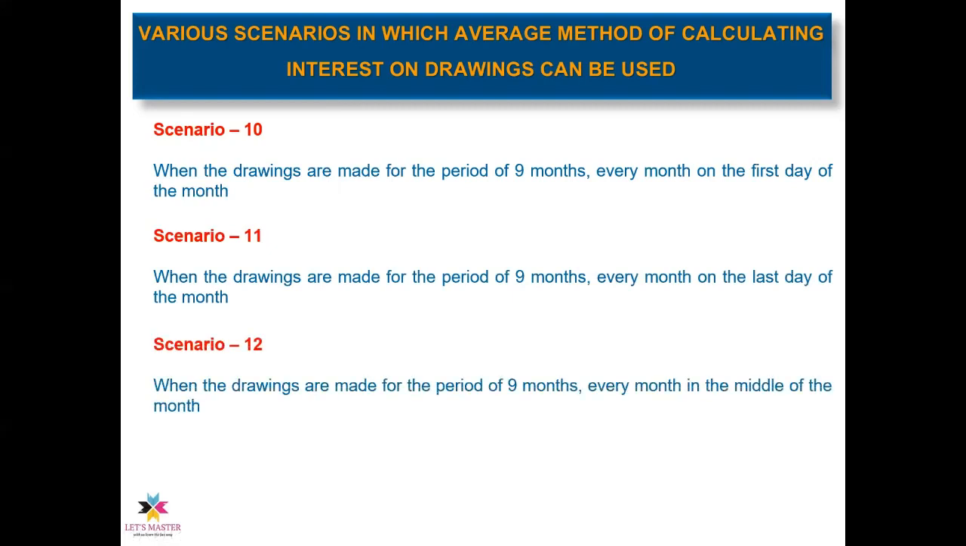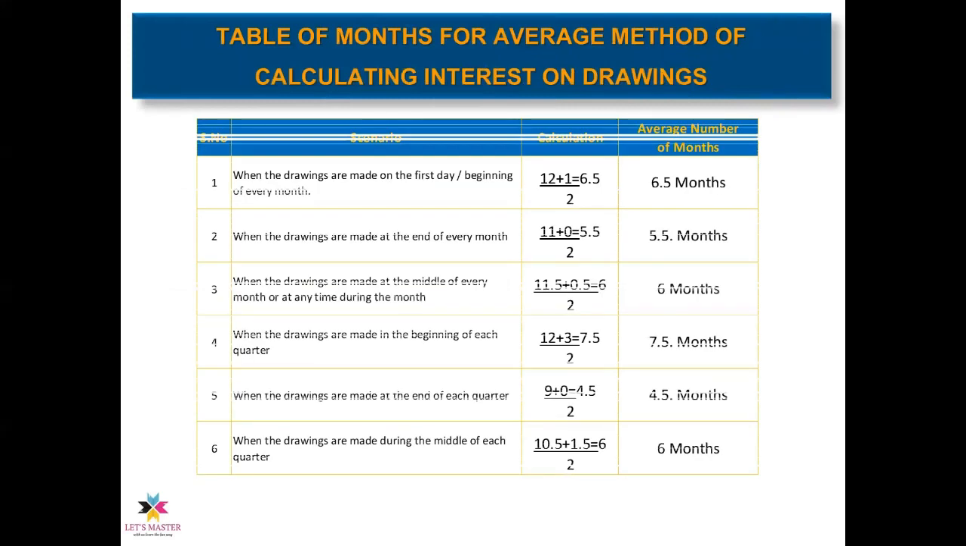So these are the 12 different scenarios where you can use the average method of calculating the interest on drawings. But as mentioned earlier, the average method can only be used if the amount of drawings are uniform or equal and the time gap between the drawings is equal. As I said earlier, we have presented this table where in each scenario, what is the average number of months that you need to take into consideration.